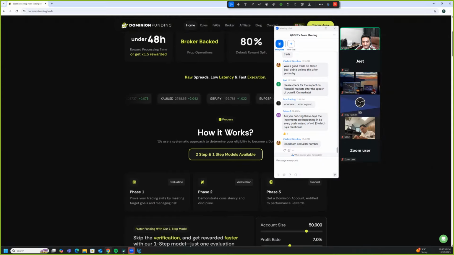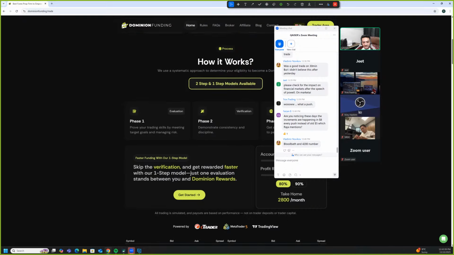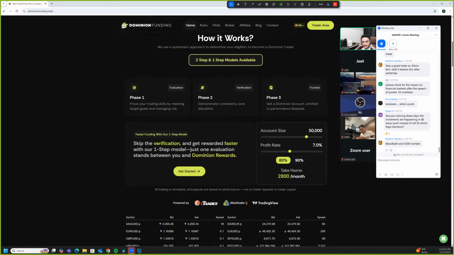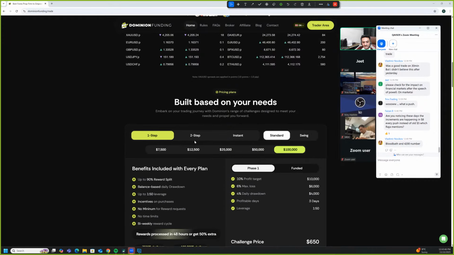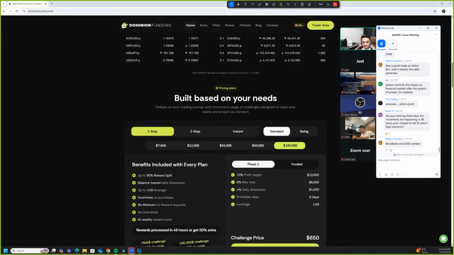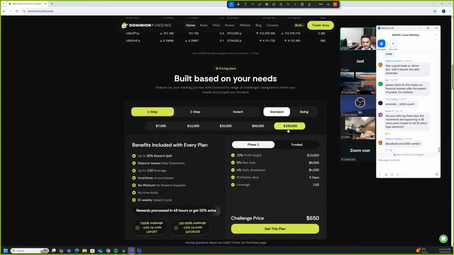It's easy to understand. This is Dominion Funding Trade. If you wanted to buy any challenge, look at this one. First step, second step, instant. You have three conditions here. In first step, you need to pass phase 1 only. If you have a 100k account, you need to pay $650. But if you go through my link and use code QAS15, you will get 15% off there. First thing first, look at this one, 10% profit target. Once you make the 10% profit target on this one step challenge, you will be funded. 6% maximum loss, so overall loss is $6,000. 4% daily drawdown, so in one day you cannot lose more than 4%. This is a simple rule. You can read this one.